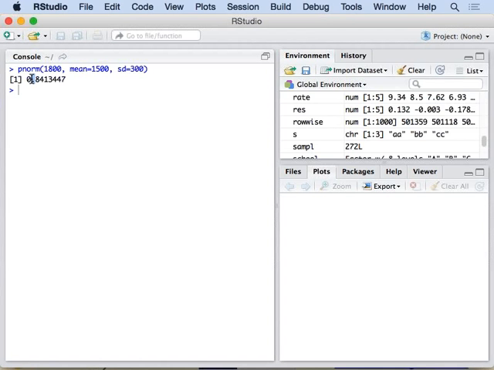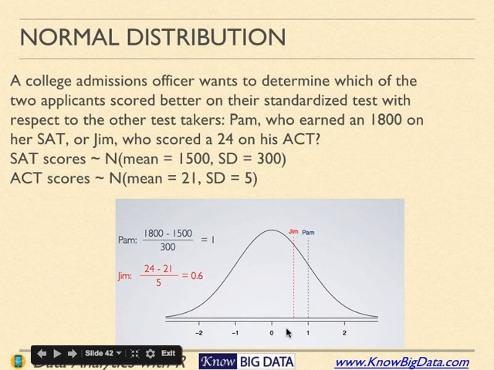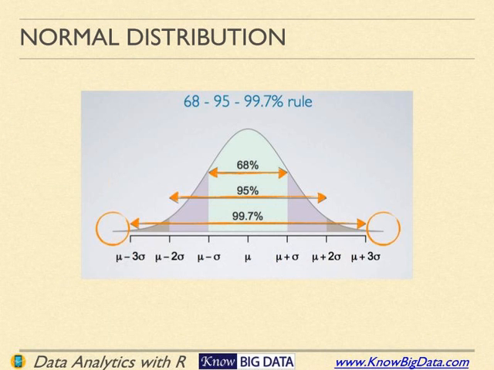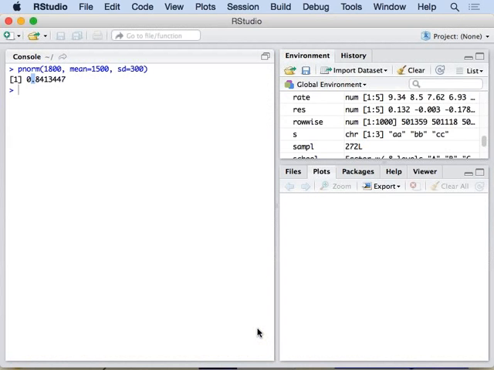Sorry, the 0.84 is the total area that comes under this, meaning somewhere like here, and that is pnorm.